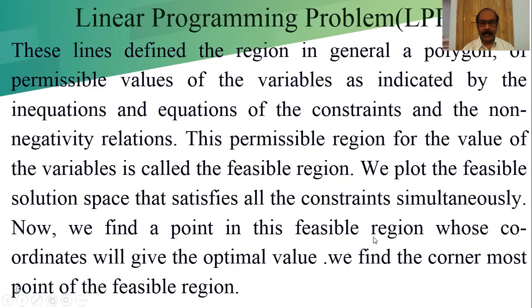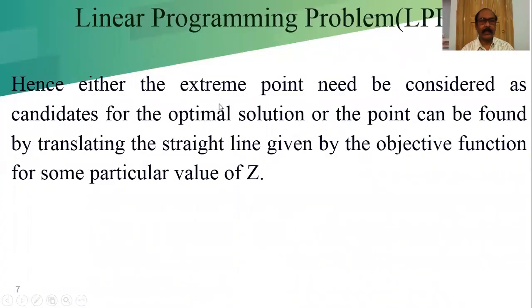Now we find a point in this feasible region whose coordinates will give the optimum value. The boundary of the region is also part of the feasible region, and we will get a point which is a corner point of the feasible region, which gives us the optimum value of the objective function. We find the corner-most point of the feasible region that gives us the optimum value of the objective function.